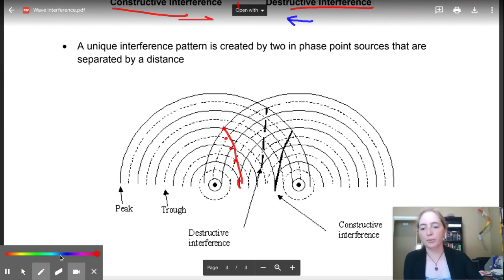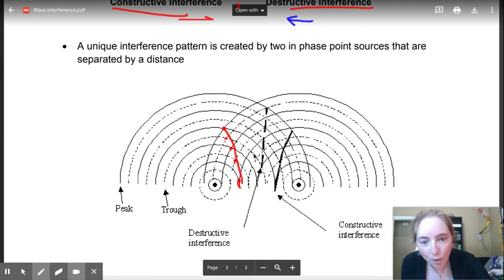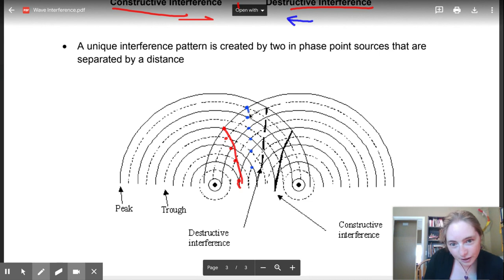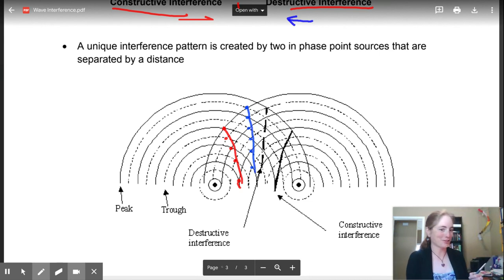And anywhere where you are going to see a crest and a trough overlapping is going to be destructive interference, where you're going to see no waves or smaller waves. So, for example, oh, well, look here. I've got a trough with that dotted line and a crest with that solid line. A crest and a trough, and then a crest and a trough again and again. So when that lines up, that's where my destructive interference is going to be.